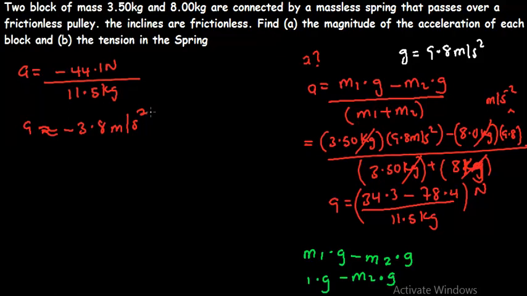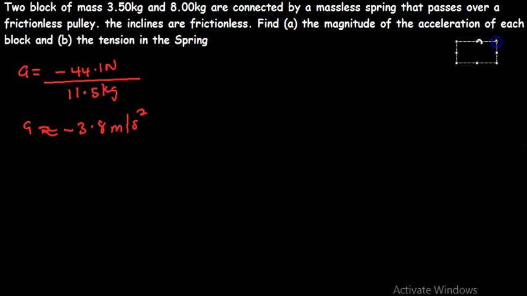Now we can use these values and find T, which is the tension of the spring. For us to find the tension of the spring, we can use either of the original equations. Let us use the equation for the first block. I'm making T the subject of the formula because we are trying to find the tension. The equation of the first block is T equals M1 multiplied by g minus M1 multiplied by acceleration. The only thing I need to do at this point is to substitute my values.